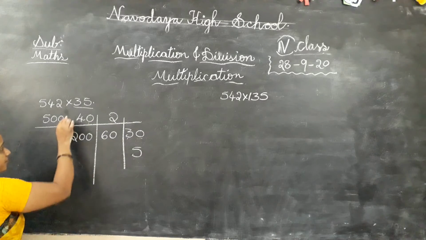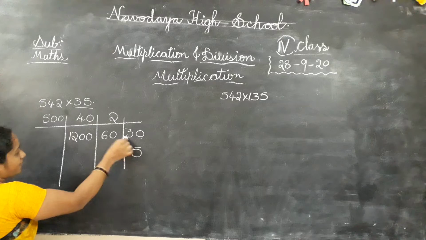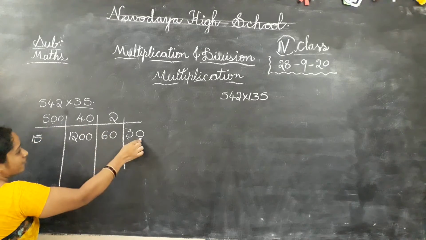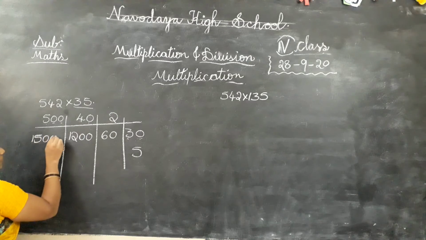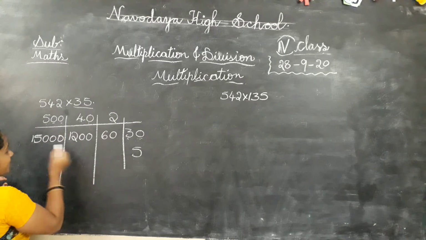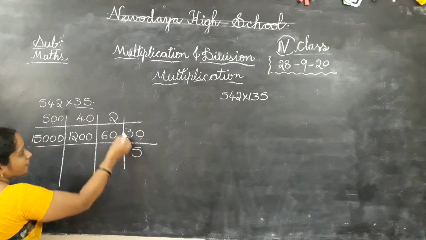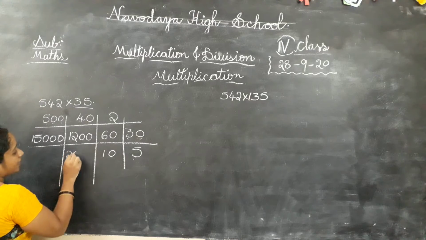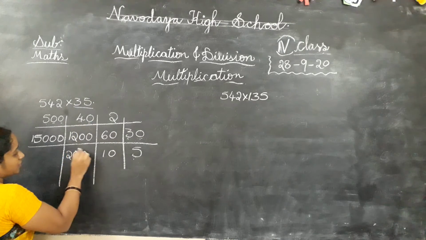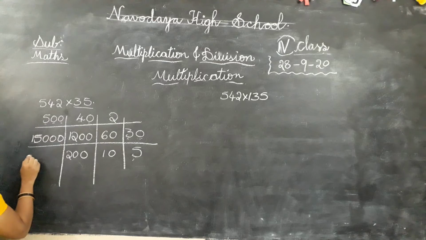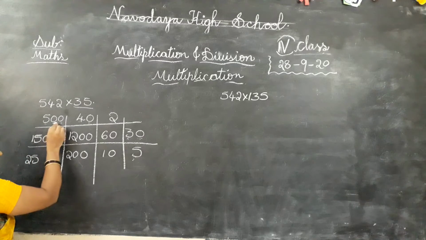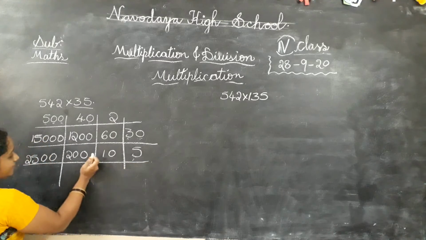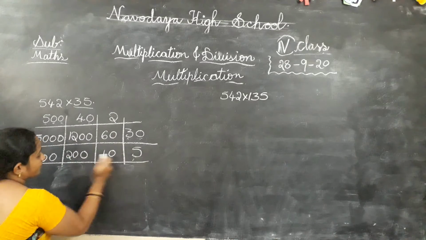Next, 5 3s are 15. How many zeros are here? Here 2 and here 1. So write 3 zeros. Next multiply with 5. 5 2s are 10. 5 4s are 20. After how many zeros? 1 zero. Next 5 5s are 25. 25 after how many zeros? 2 zeros.